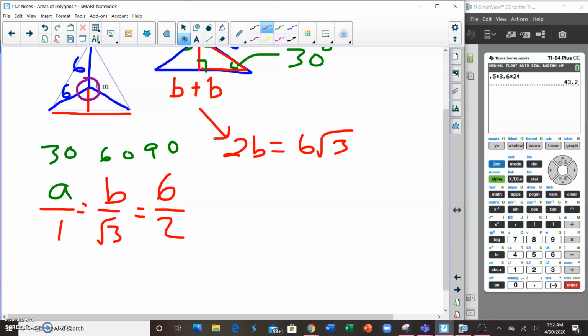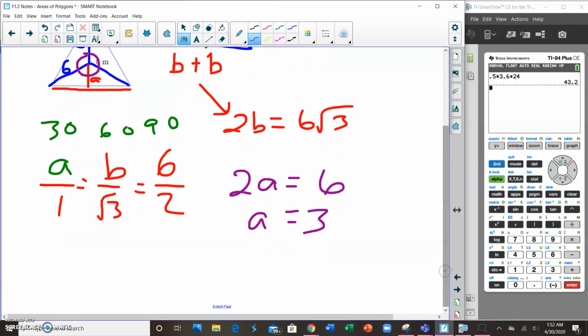All right, now I want to find the height of that triangle, the apothem. So that's my A for apothem. So now I can cross multiply there. So then I'm going to get 2A is equal to 6. So if I cross multiply to get 2A is equal to 6, then my apothem is 3. All right, so how do I put all this together? I'm trying to find the area of this blue triangle here.